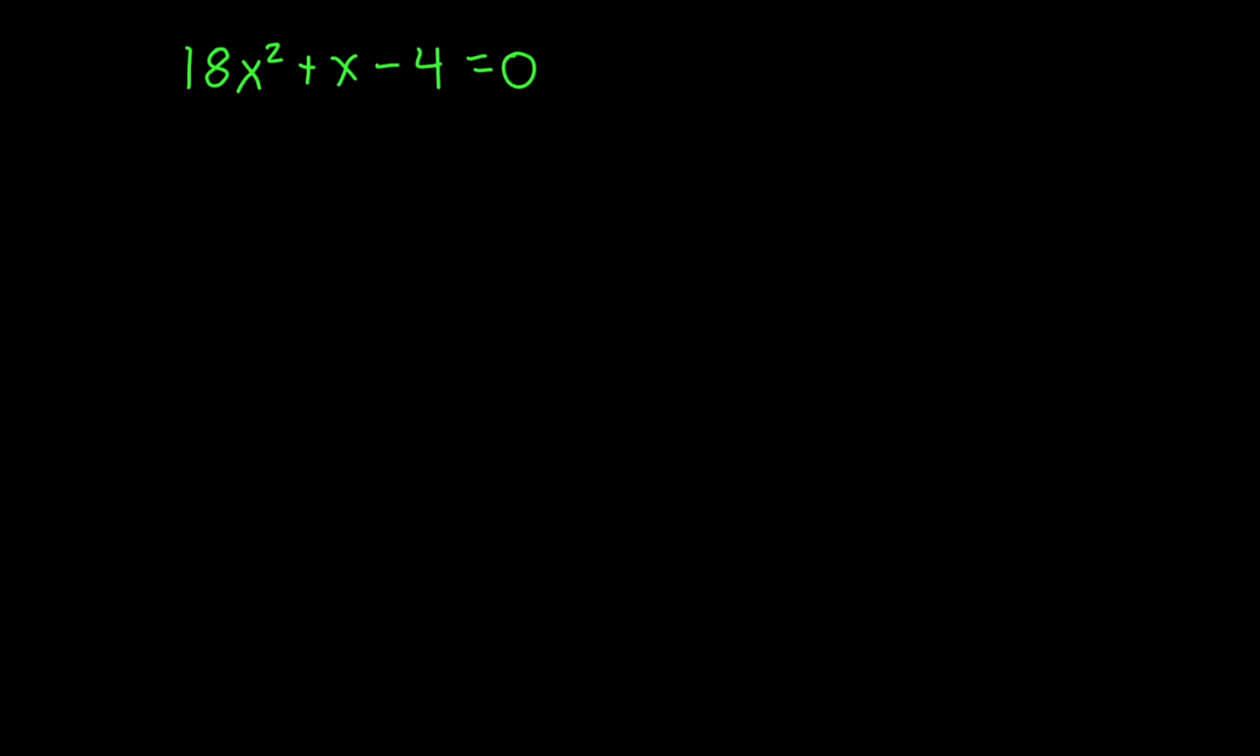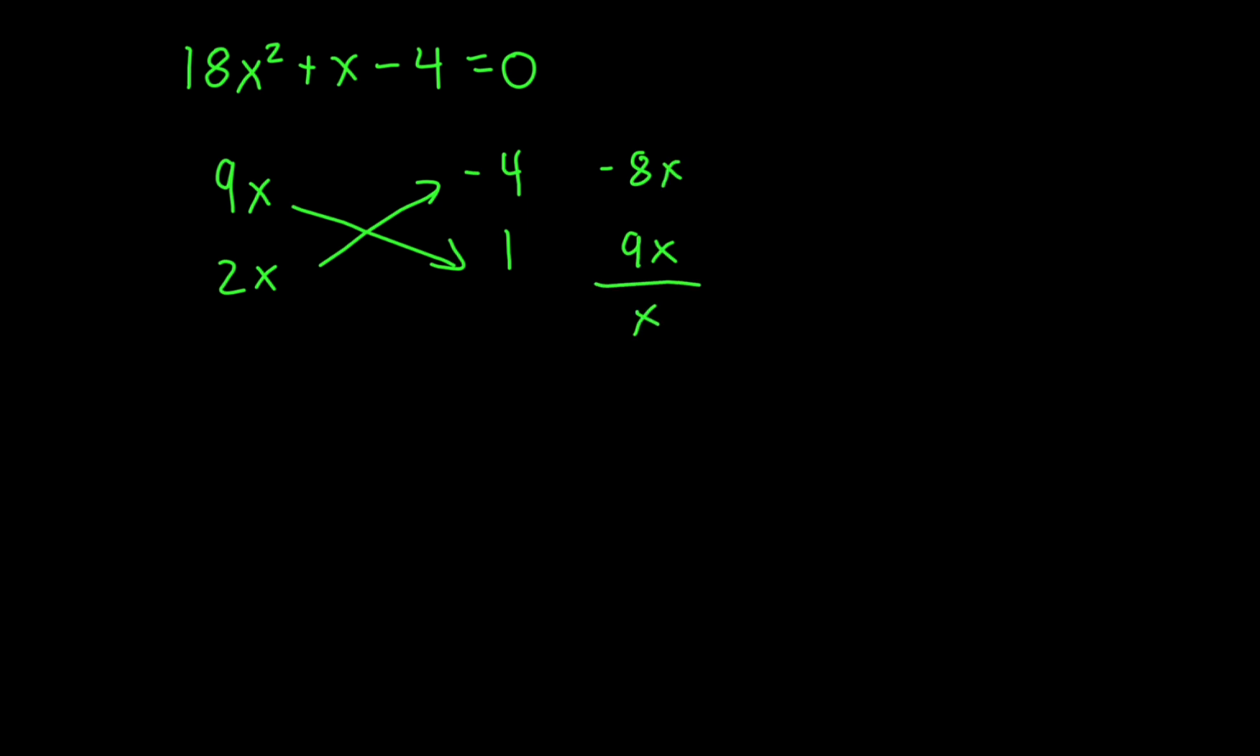So in this method, what we're going to do is write the factors of a, which is 18x squared, so that's going to be 9x and 2x, and write the factors of negative 4, which I'm going to say is negative 4 and positive 1. Then I'm going to cross them and multiply each number. So I'm going to multiply 9x with 1, which is 9x, and multiply 2x with negative 4, which is negative 8x. And I'm going to add them together, and we see that they add to x, which is our b value here.